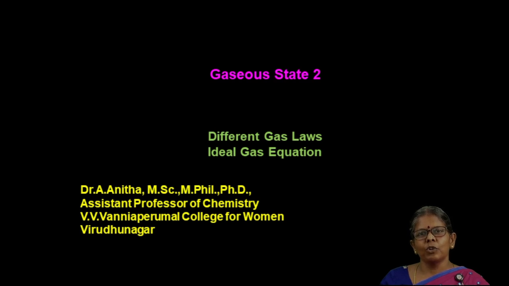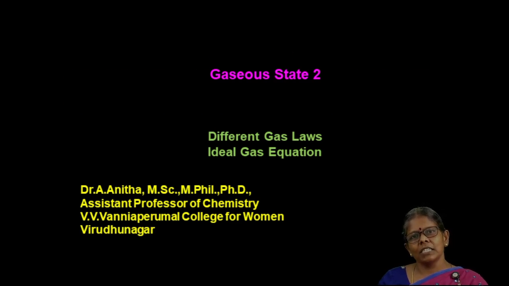In the previous module, we have seen about the gaseous state 1, in which we have seen the characteristics of the gaseous state and the important parameters involved in it, and the Boyle's law. In this module, we will see some other gas laws like Charles' law, Gay-Lussac's law, Avogadro's law, and then the derivation of the ideal gas equation, that's the equation of state.